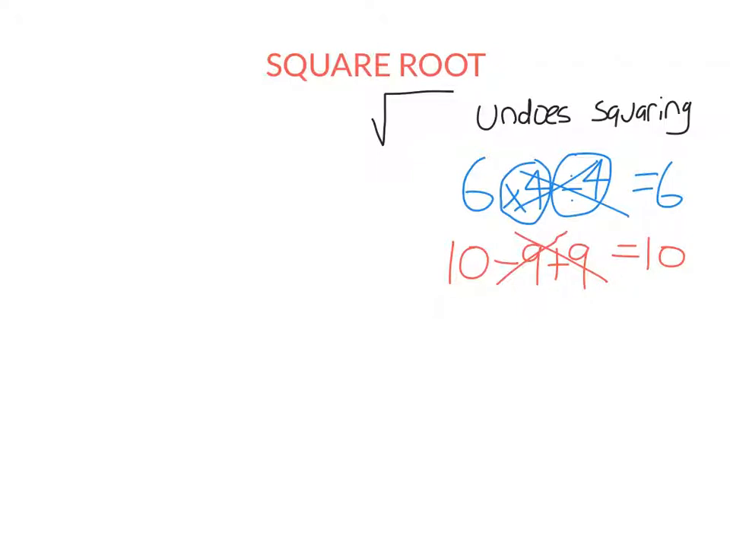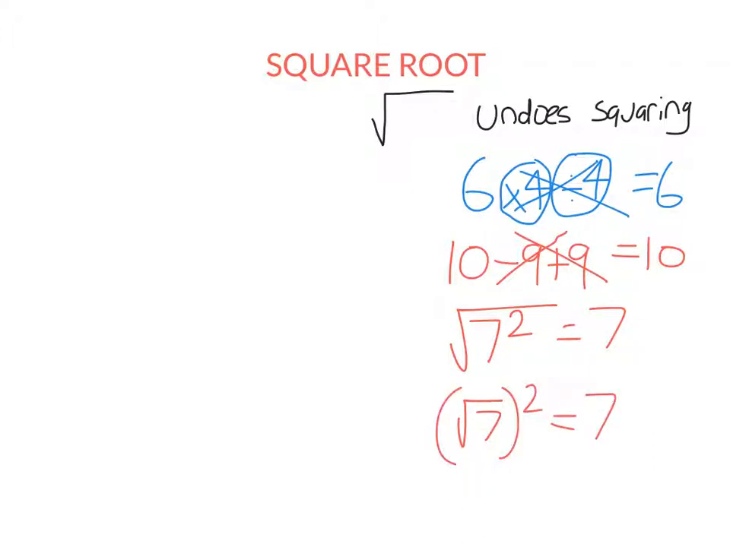So if I take a number like 7 and I square it and then square root my answer, I'm back to where I started. It doesn't matter if I do it in the opposite order. It doesn't matter if I say square root 7, then square it. I still get 7 because square root and squaring undo each other.